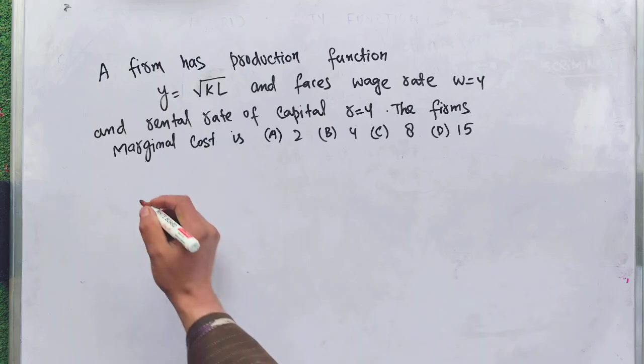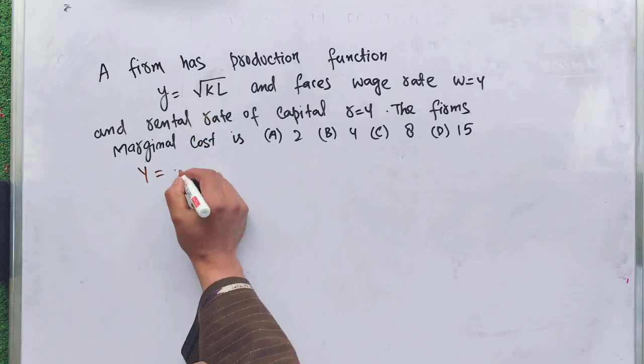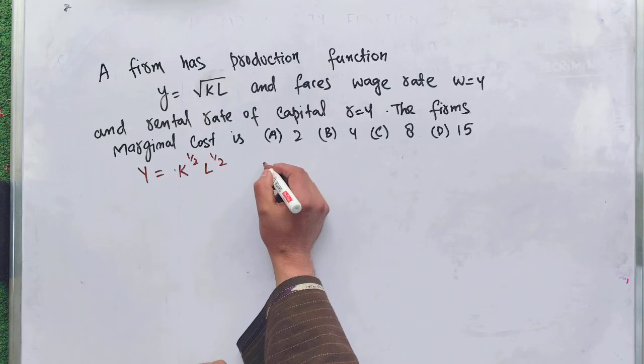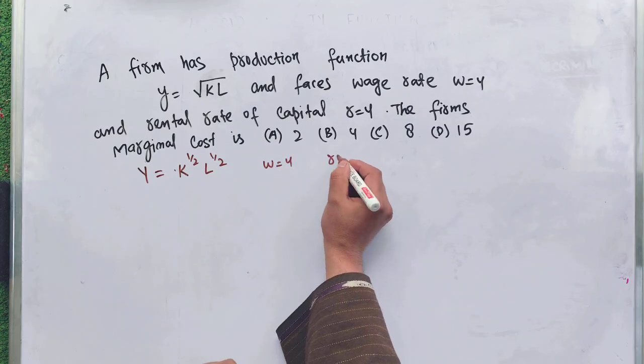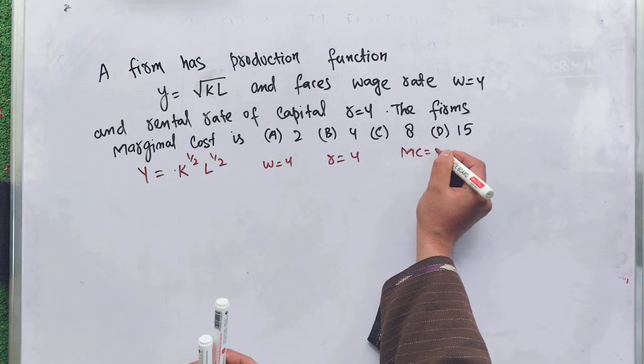Okay, so what are we being given? We are being given the production function, can I write it like this, K raised power 1 upon 2 times L raised power 1 upon 2. Wage rate is equal to 4, rental rate of capital is also 4. Okay, we need to find out the marginal cost for this firm.